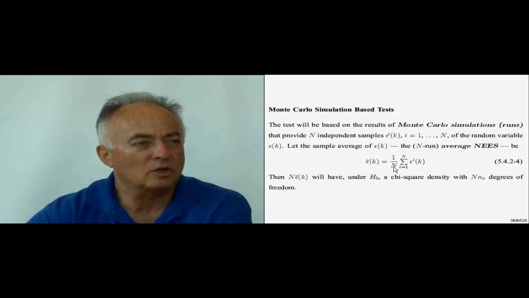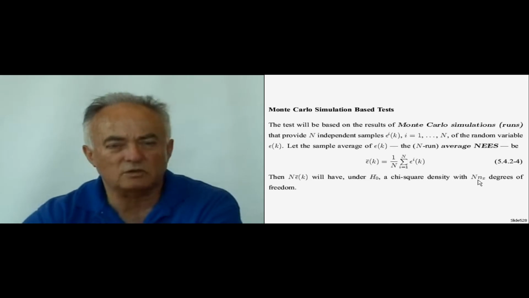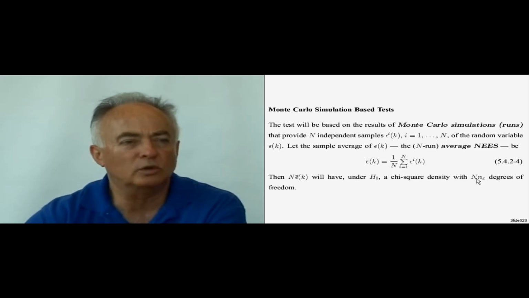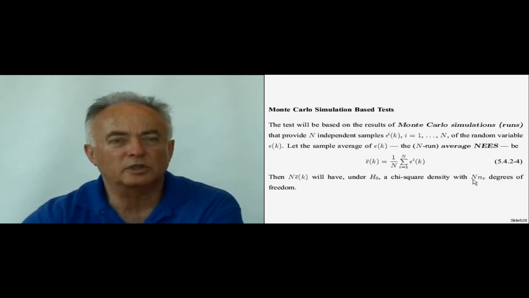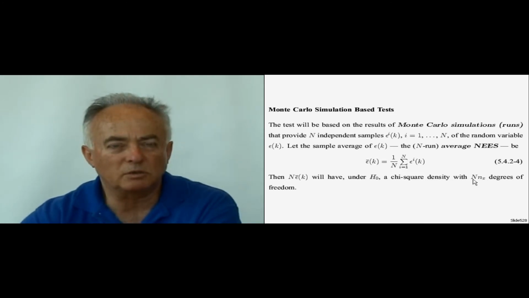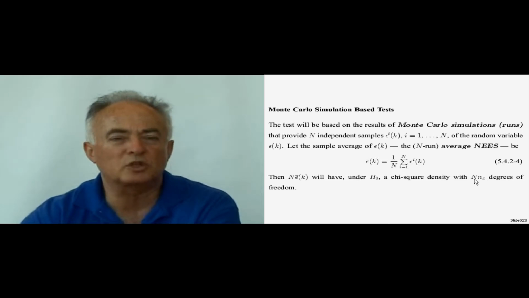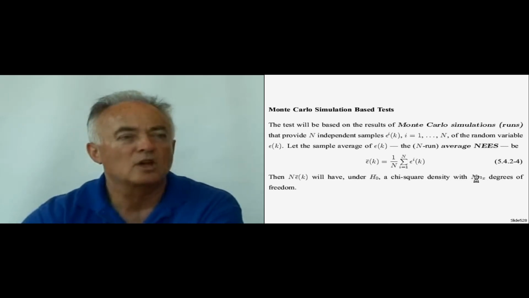Putting this N from the denominator on the right-hand side to the left-hand side, we have that N epsilon bar will have under H0 a chi-square density with N times nx degrees of freedom, because each epsilon i k is chi-square with nx degrees of freedom, and they are independent because that's the essence of the Monte Carlo runs. They are all using completely independent random variables. Therefore, the sum of independent chi-square distributed random variables results in another chi-square with the total number of degrees of freedom equal to the sum of the degrees of freedom of the components. So you have N times nx degrees of freedom for the N epsilon bar.